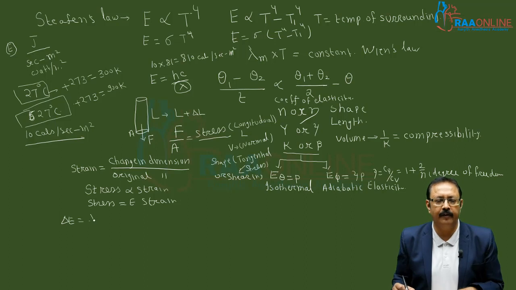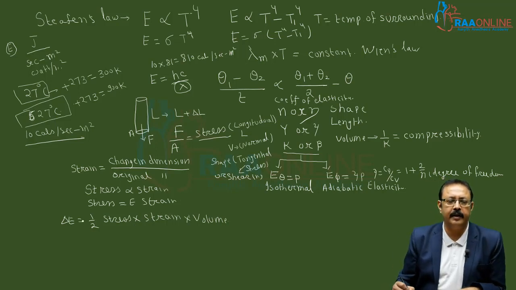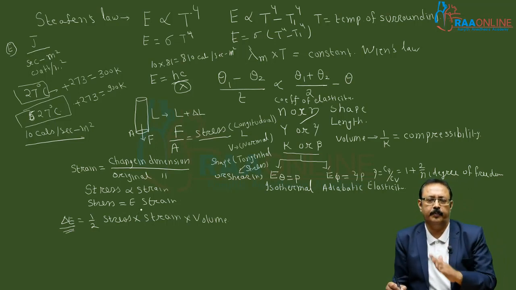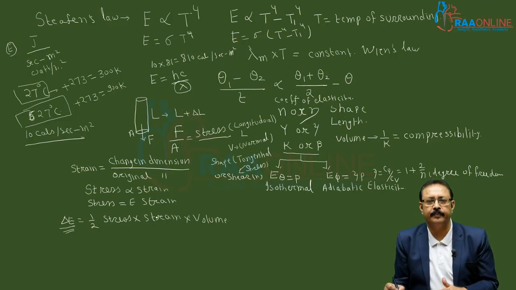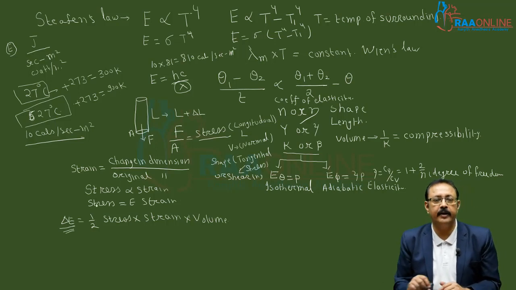You know this: half stress into strain into volume. If you apply stress, there is a strain, which means energy is stored in your wire. You can calculate this by half stress strain into volume. If they are talking about energy per unit volume, put 1 in place of volume. Getting my point?